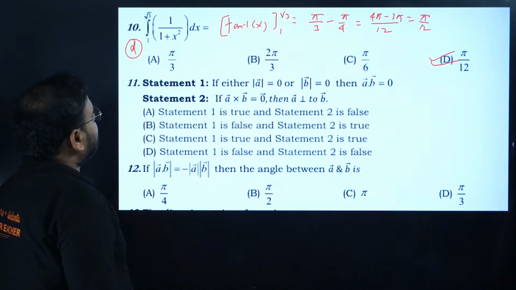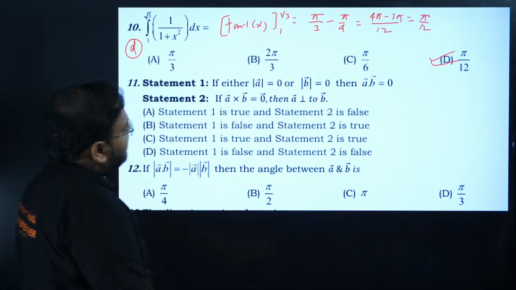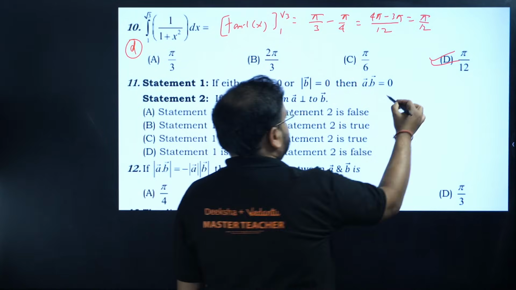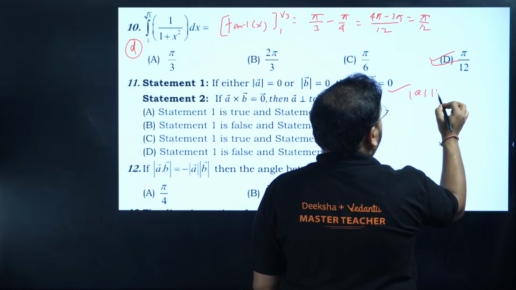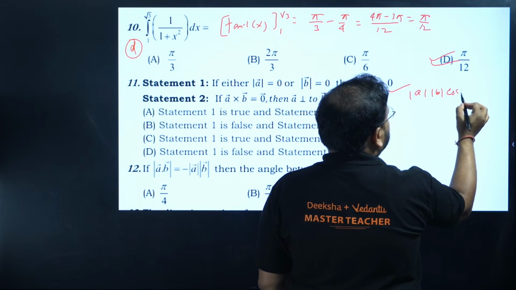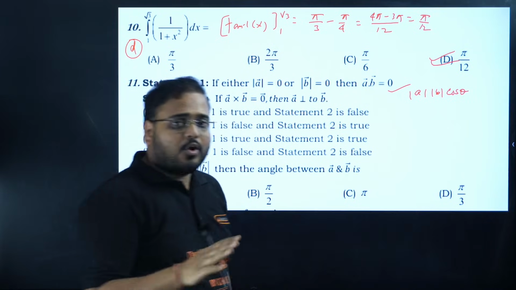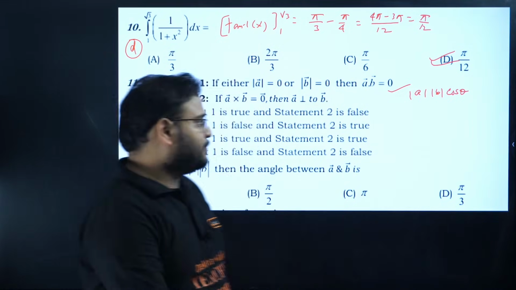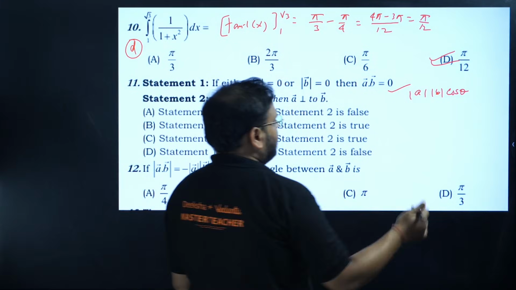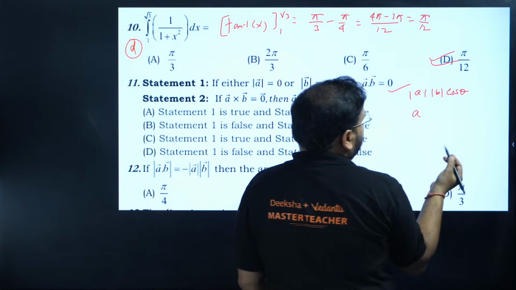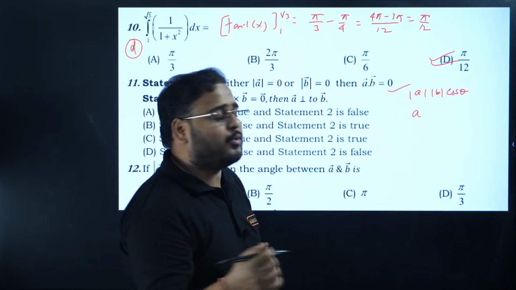Statement number 1: if either mod of A or mod of B is 0, then A dot B is 0. This is correct. Because A dot B is what? Mod A into mod B cos theta. So if A is 0 or B is 0, the whole thing will become 0. Next, A cross B is 0, then A is perpendicular to B. No, not really. If A cross B is 0 means theta is what? Theta should be 0, no?